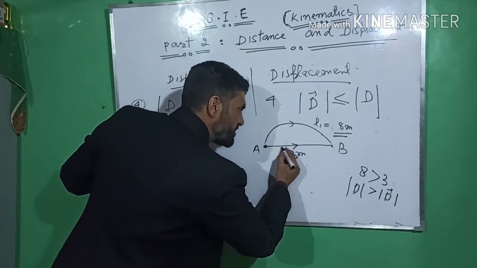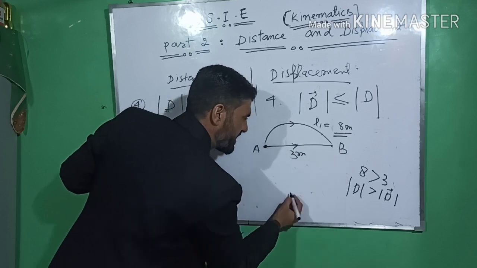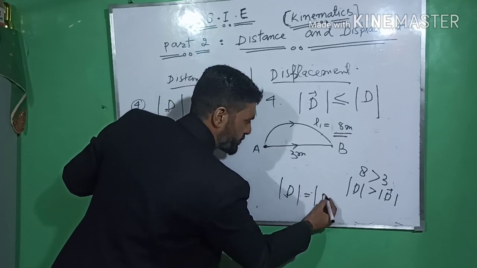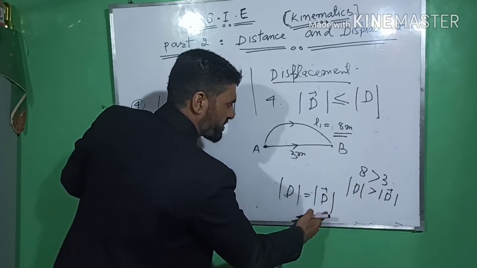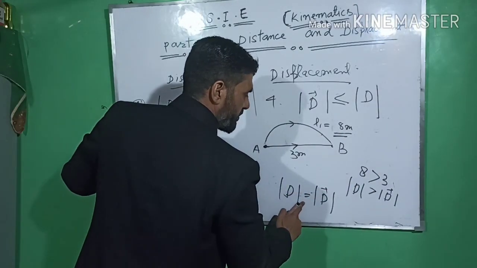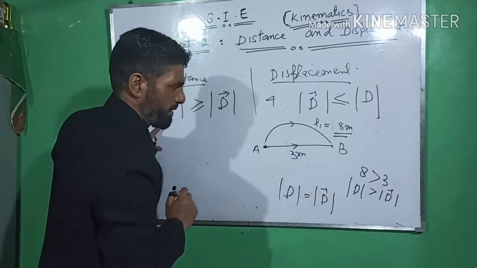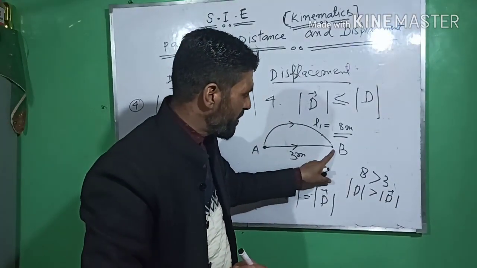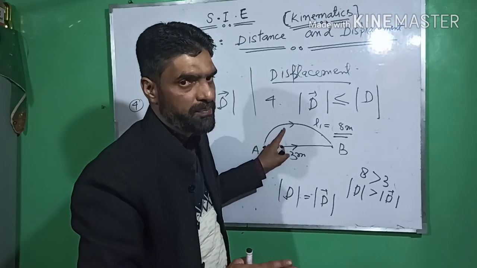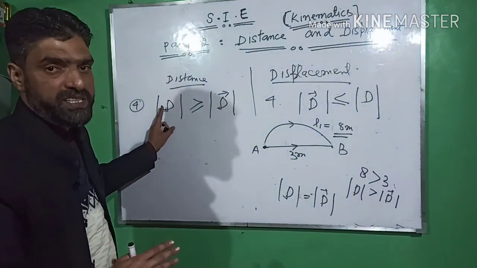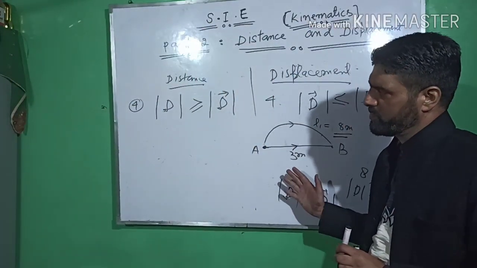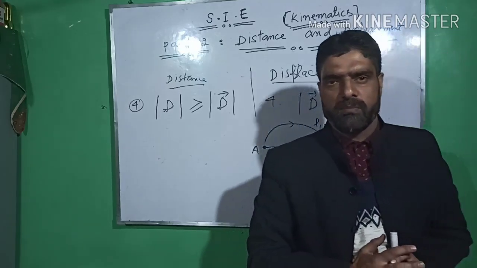But in the second case, if the body travels along the straight line, then the magnitude of distance, that is the actual path, is equal to the magnitude of the displacement. So combining the first and second, we can write that distance may be greater than or equal to the magnitude of displacement. If it travels along the same path, then the magnitude of distance is equal to the magnitude of displacement. But if it travels along different paths, then the magnitude of distance is greater than the magnitude of displacement. I hope you have got this point, and that point is very, very important.